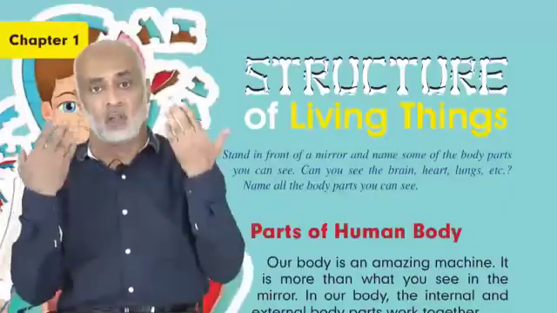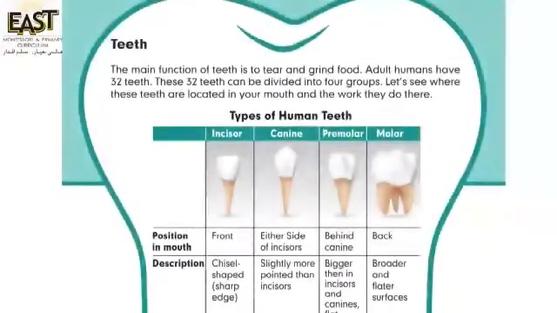So let's start with teeth. Now look at this. You're going to read this chapter about our teeth, and you will look at these pictures. We have incisors, canines, premolars and molars in our mouth, and it says position in mouth, their description and function. There are 32 teeth which are divided into 4 types: incisors, canine, premolar and molar. And then you will read the position in mouth, their description and their function.